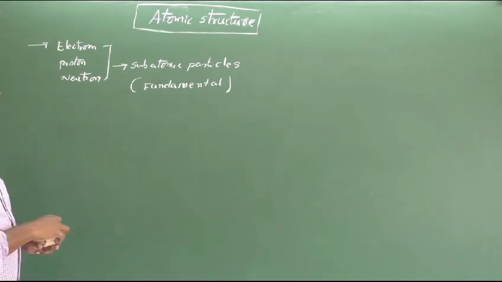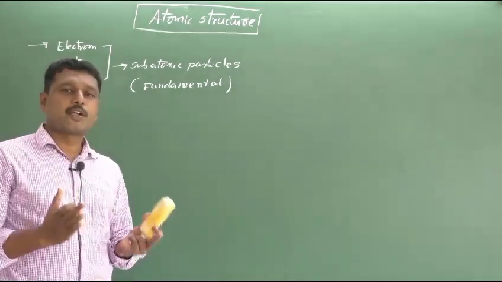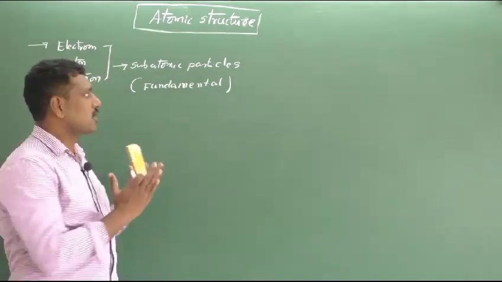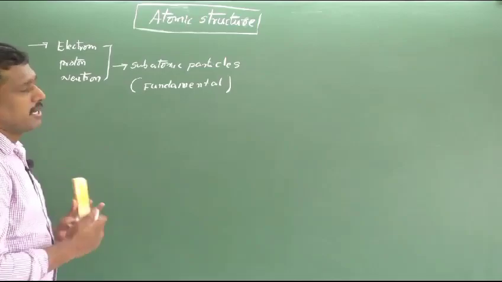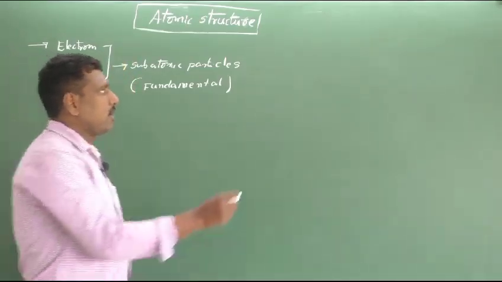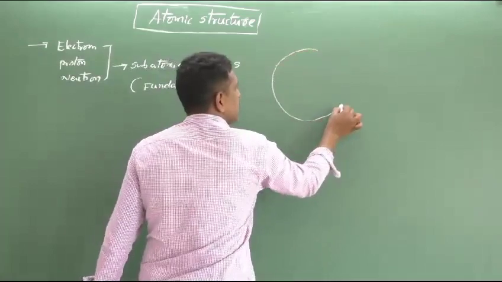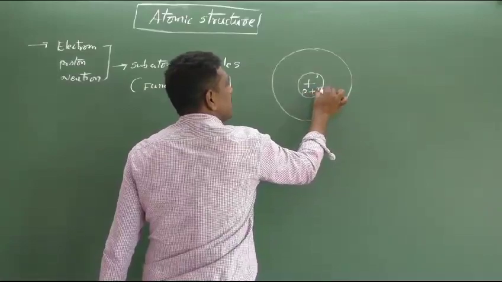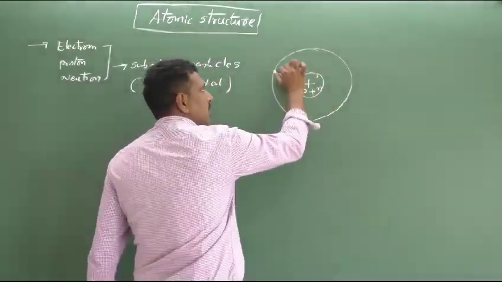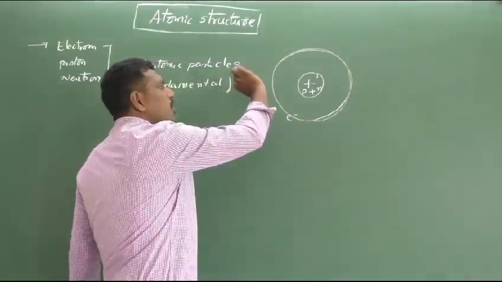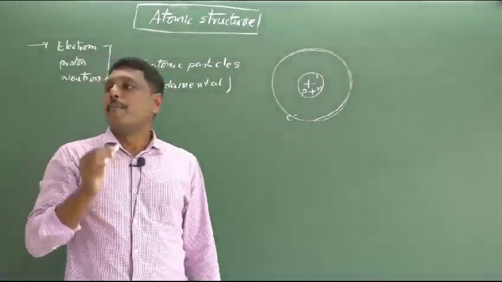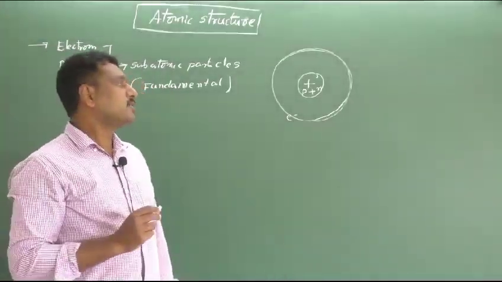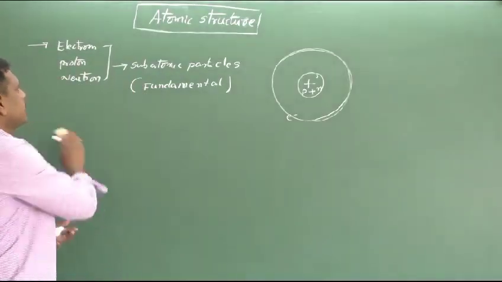In this, first we'll discuss the electron discovery, after that the proton discovery, after that the neutron discovery. These are called fundamental particles or subatomic particles in the atom. Actually, this is an atom. Simply, this is the nucleus. Protons and neutrons are present in the nucleus, and electrons are revolving around the nucleus. So many particles are there, but these three are considered subatomic or fundamental particles.